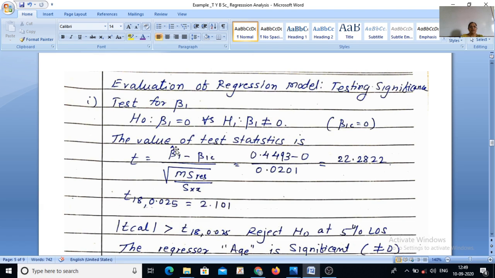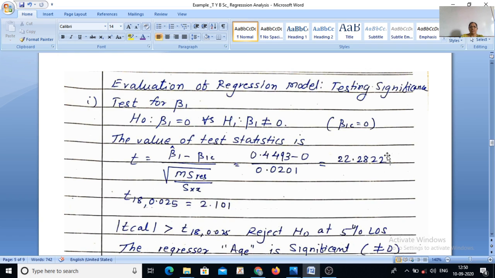So the t-statistic is beta 1 cap minus 0 upon the square root of mean sum of squares upon SXX. We have computed this value earlier, 0.0201, that is the variance of beta 1 cap, and its square root is the standard error of beta 1 cap. The value of t is 22.2822. We have to compare this with the t critical value, the table value of t at 18 degrees of freedom and at the right tail 0.025. This table value is 2.101.